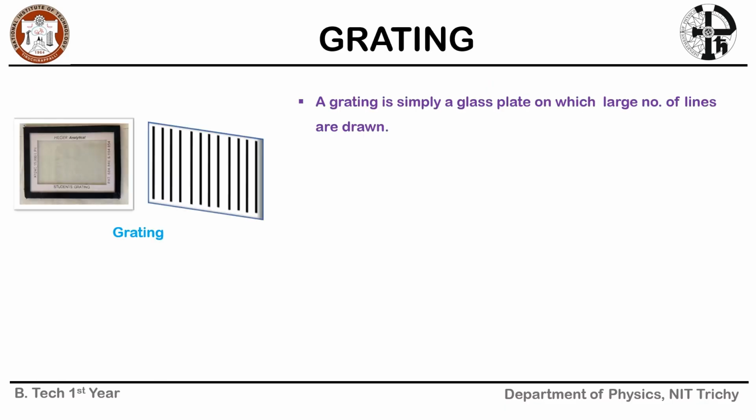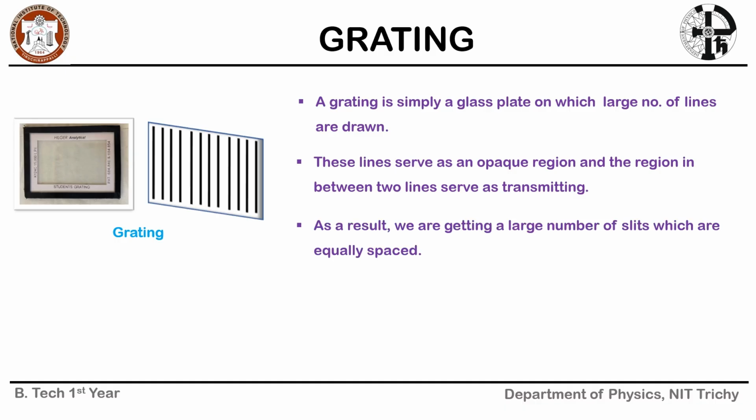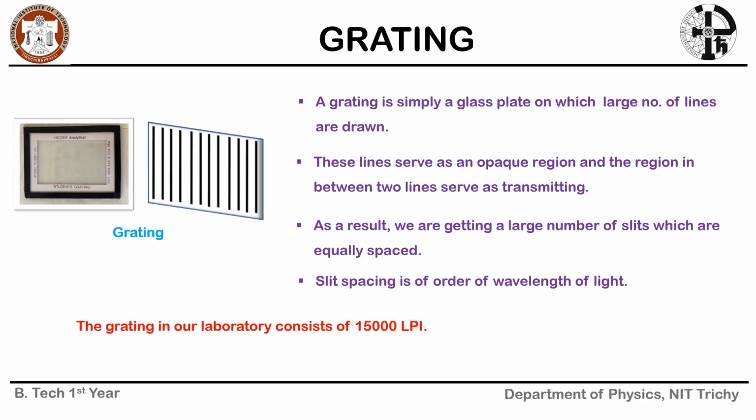Grating. A grating is a simple glass plate on which large number of lines are drawn. The lines serve as the opaque region of the glass, and the region between the two lines serve as a transmitting part. As a result, we get a large number of slits which are equally spaced. The slit spacing is of the order of the wavelength of light. The grating element in our laboratory consists of 15,000 lpi, that is lines per inch.